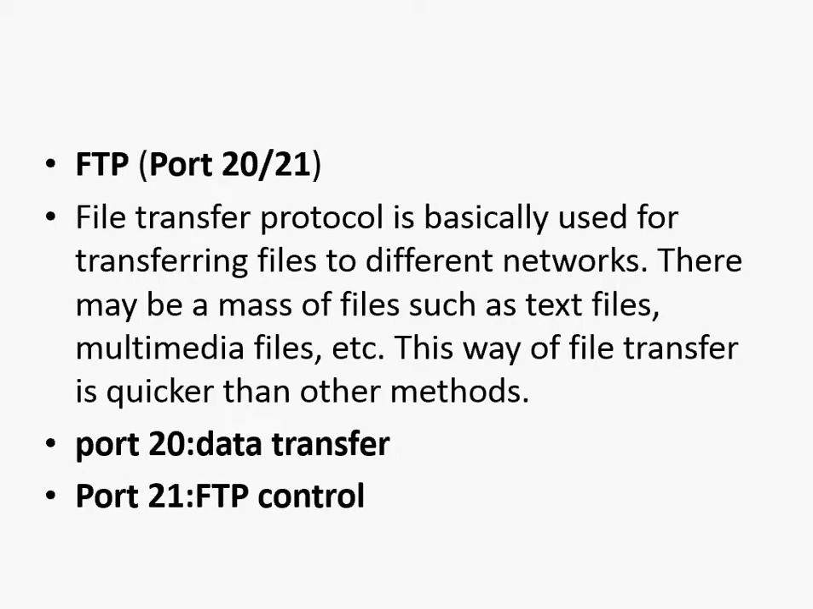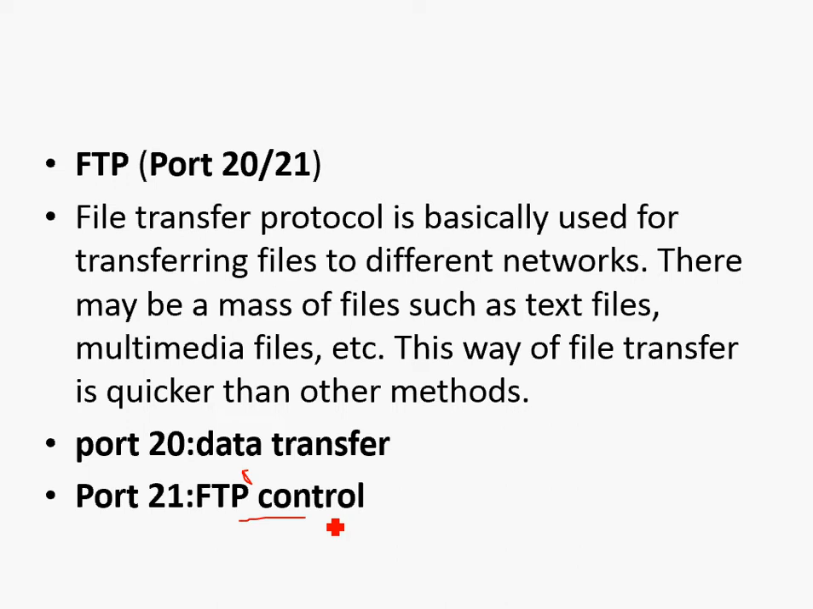FTP contains two port numbers, 20 and 21. The FTP protocol is basically used for transferring files across different networks. There may be a mass of files such as text files, multimedia files, etc. This way of file transfer is quicker than other methods. So FTP port number 20 is basically used for data transfer, and 21 is used for FTP control. Port number 21 is for control, and port number 20 is for data transfer.